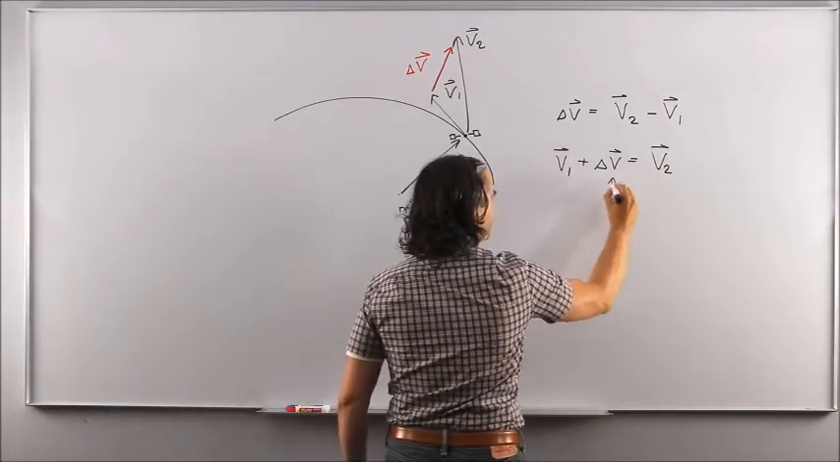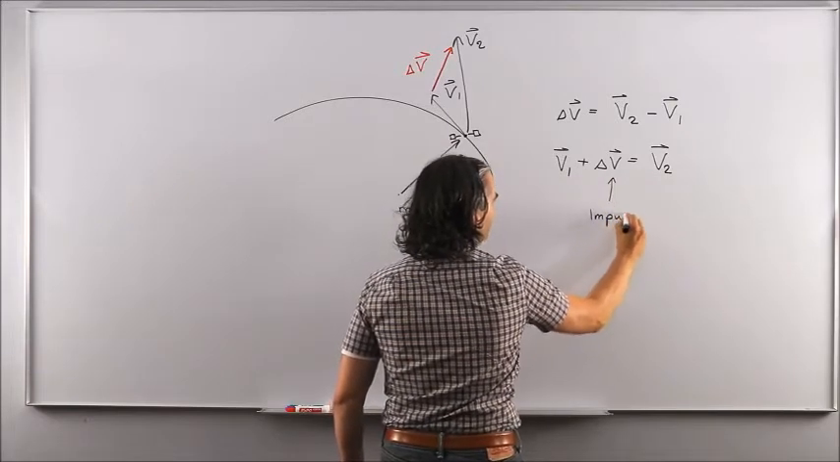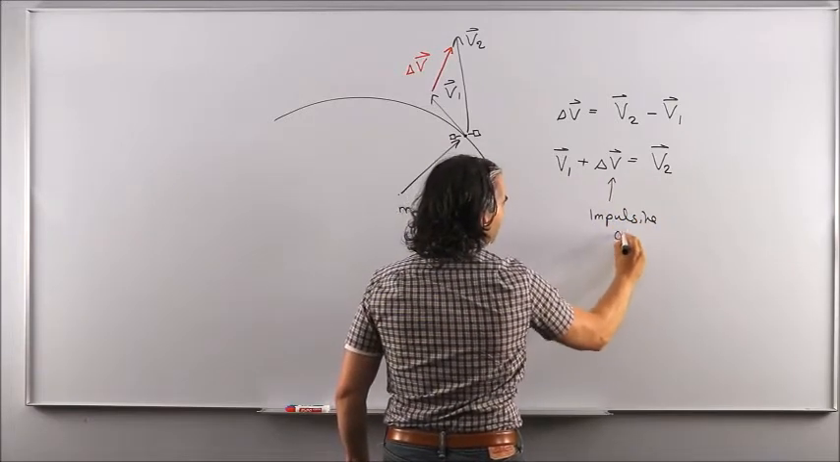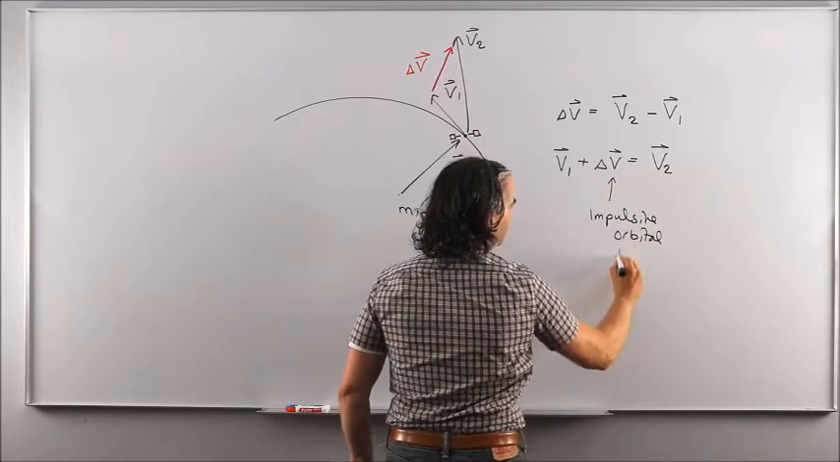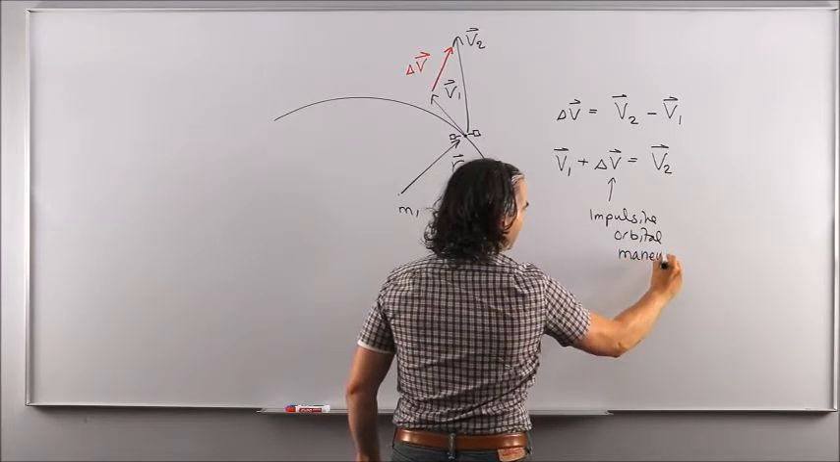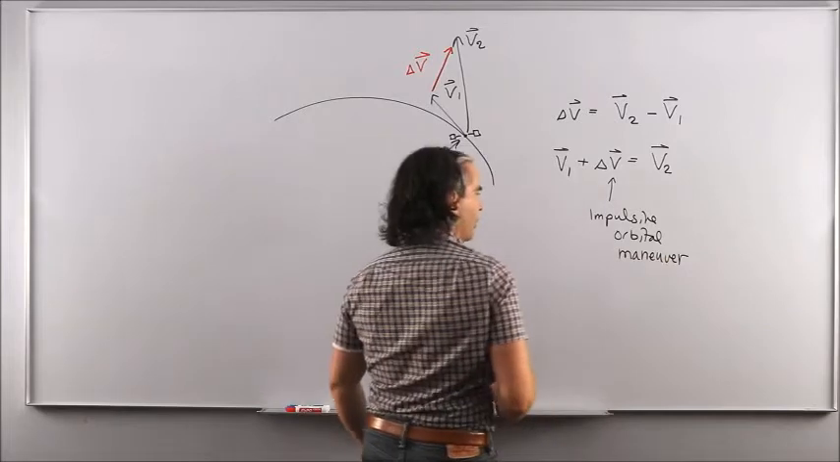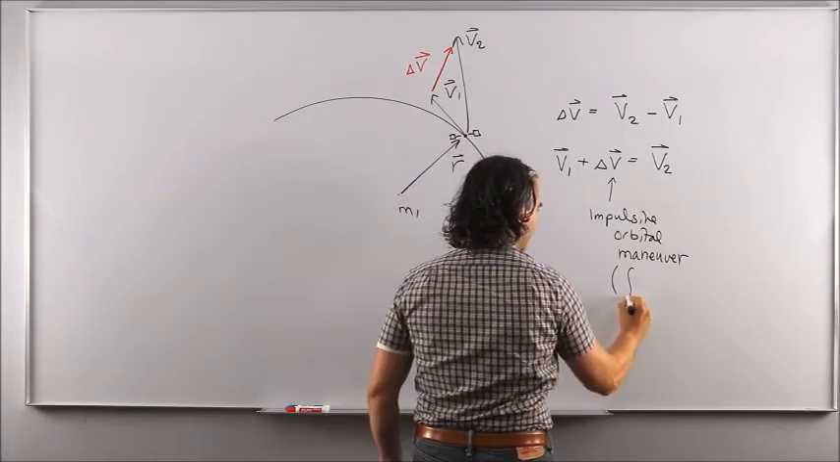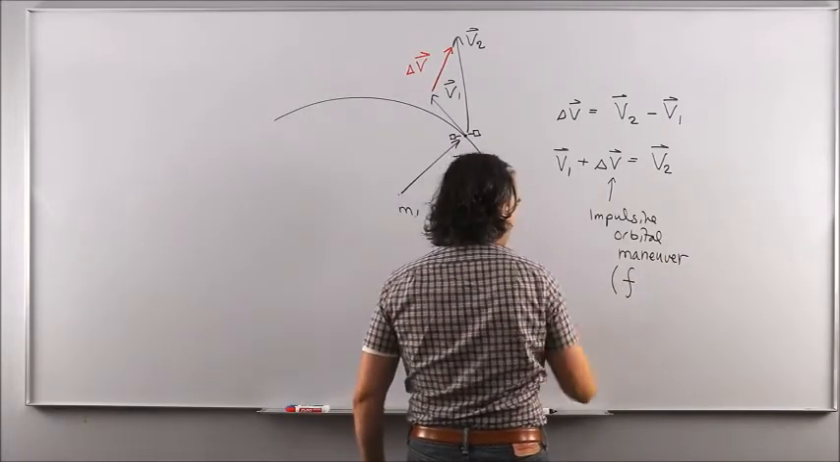And this is the impulsive orbital maneuver, or in other words, the impulsive thruster firing.